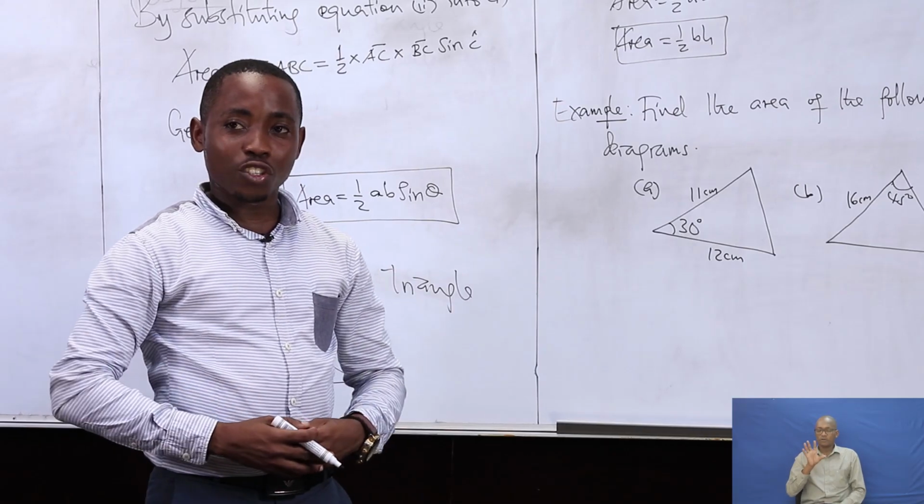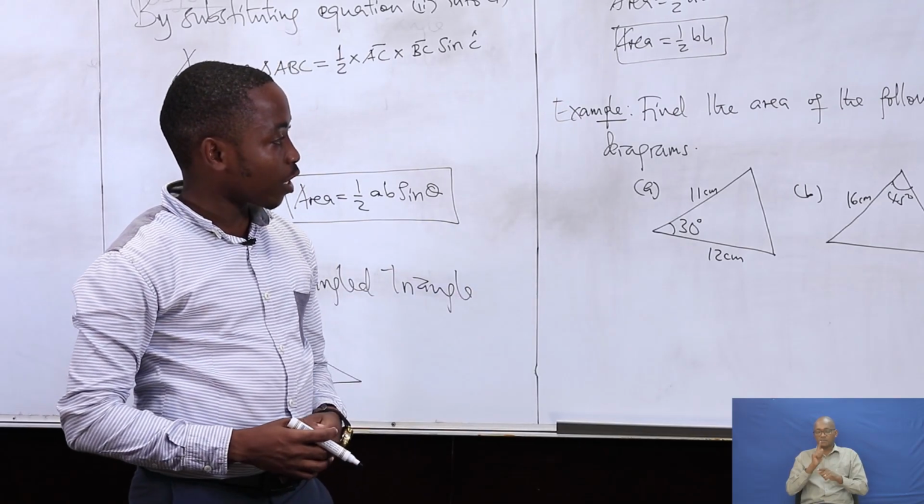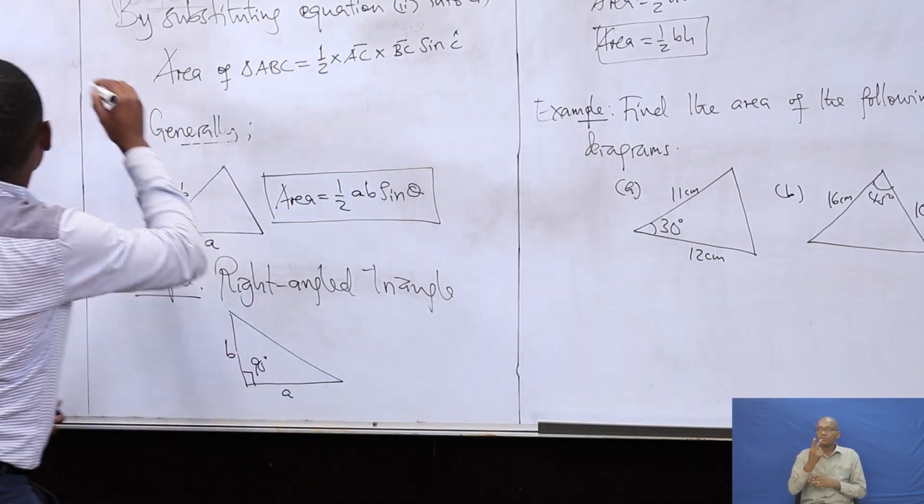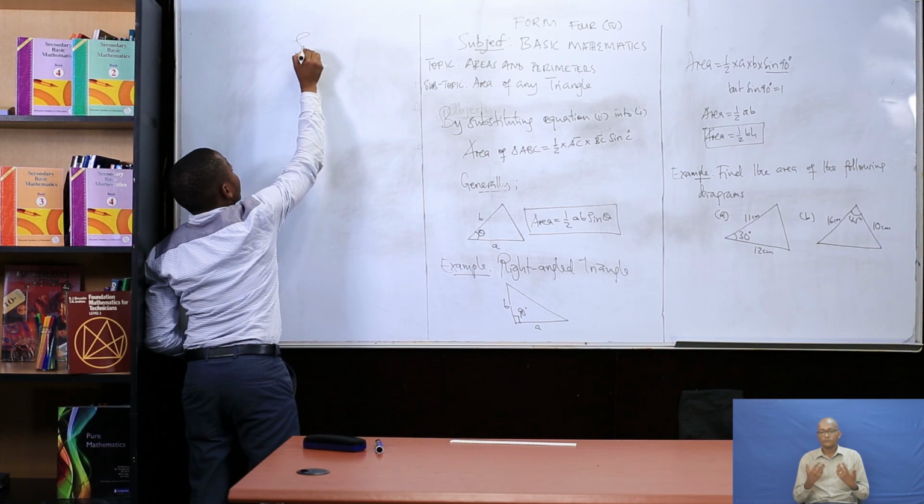Now, what will be the solution for these triangles? How can we get the area for the two triangles? Solution.